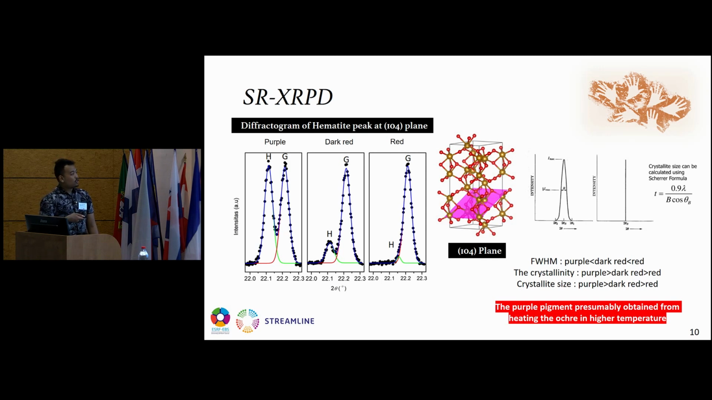So we could conclude that the purple pigment was presumably obtained from heating the ochre at a higher temperature, because in crystalline minerals, by using heat treatment, annealing, or a sintering process, we could have more crystalline materials and we get a sharper peak.